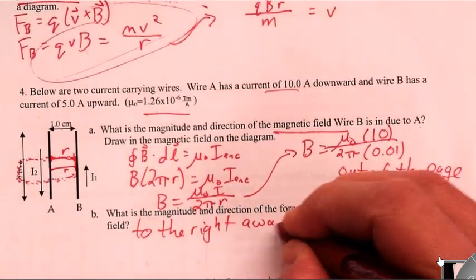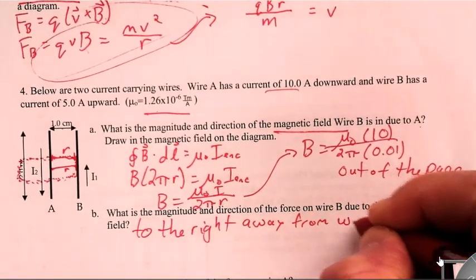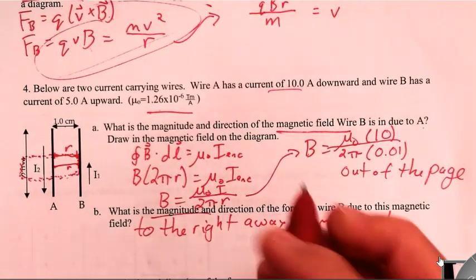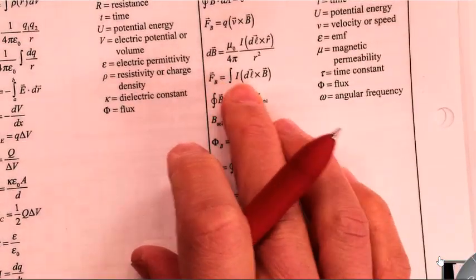Away from the wire. From wire A. What is the strength of the force? So for that, we can use this equation. So force is ILB.